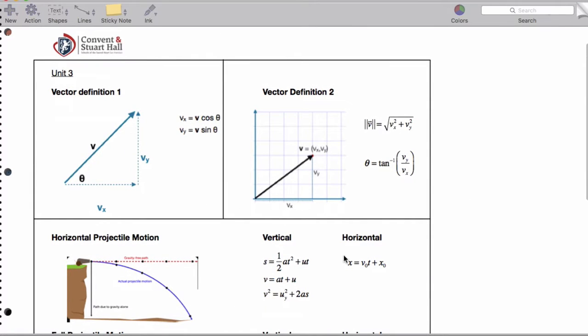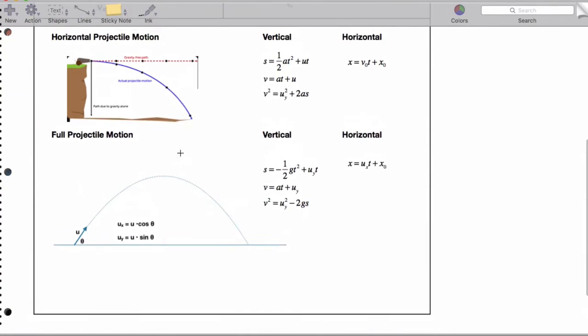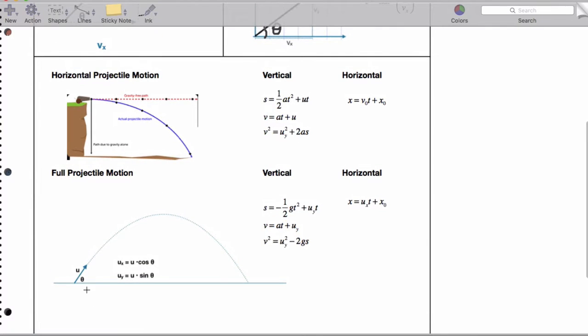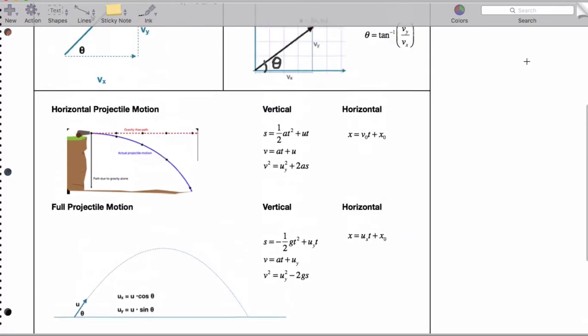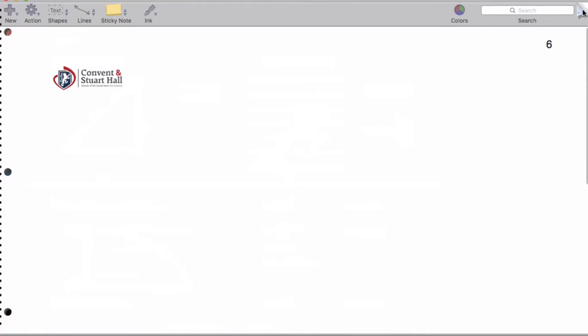So I think one small thing I should change in this formula sheet right here is on the vector formulas, please note that the angle theta is right here. It's between the vector and the x-axis. So very badly drawn theta. Let's try that again. There we go. There's the angle theta. We have our projectile motion equations for both horizontal projectile motion and full projectile, where the thing actually covers a parabola. So with this in mind, we're going to jump in and get started on the exam.